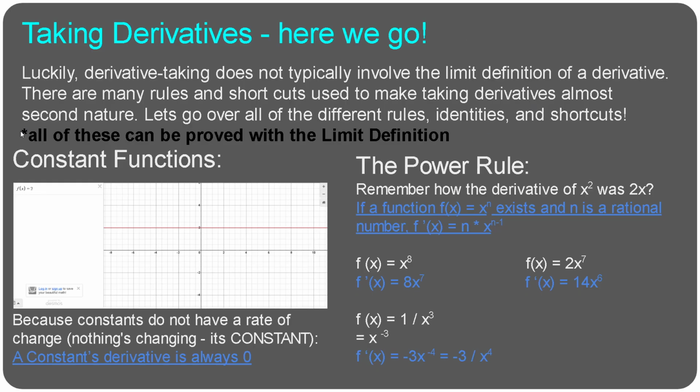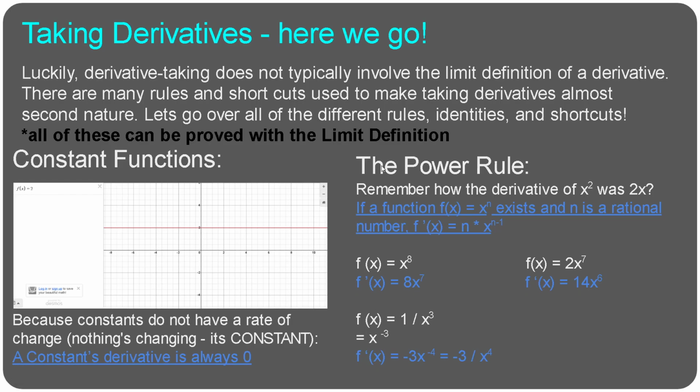And as a quick little mention, all of these can be proved with the limit definition. So if you're not believing something, go look it up. The limit definition will show that all of these are true. So here's constant functions, and I pulled up a little Desmos picture of it. When you say that a function is just a constant, that means it's just a straight line. And because constants don't change, that's why it's constant. A constant's derivative is always zero. So whether that constant is 10 billion, whether that constant is 0.1, whether that constant is 5, that derivative will always be zero, because there's no change occurring at a constant.